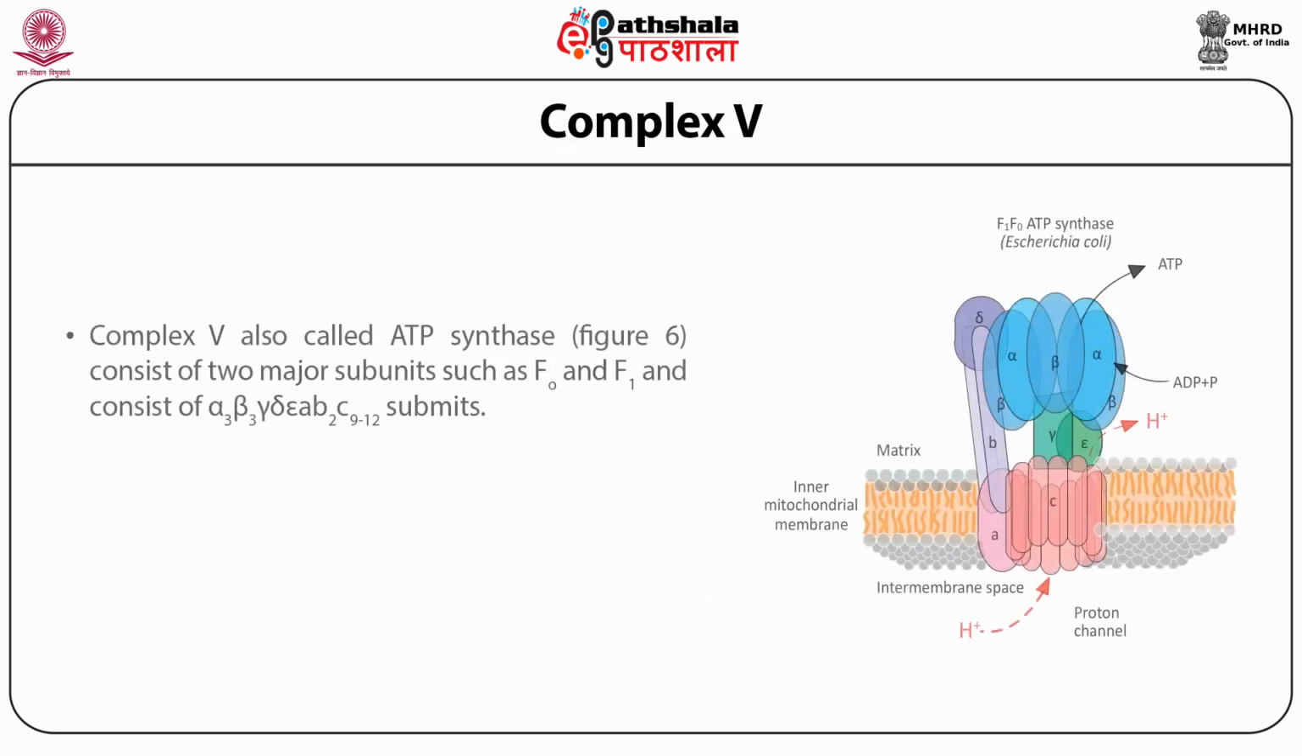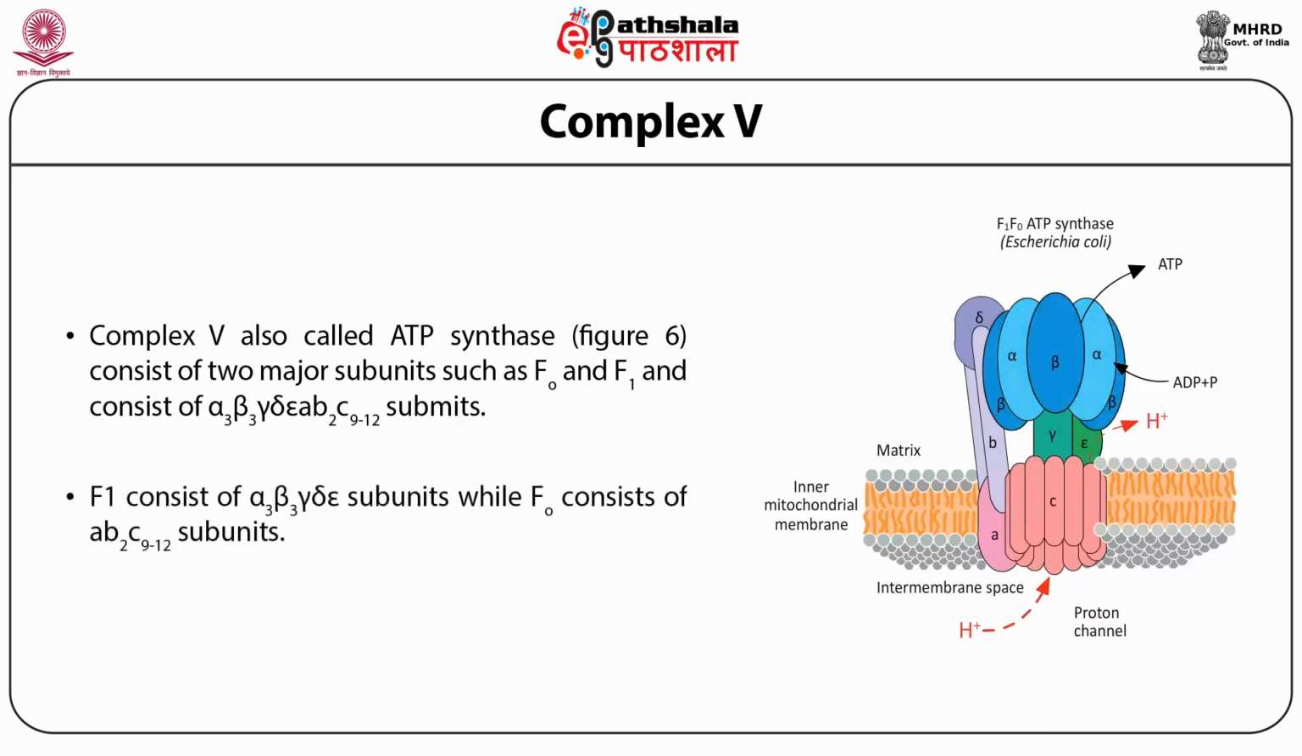Complex 5. Complex 5 is also known as ATP synthase. It consists of two major subunits, FO, which stands for oligomycin sensitive, and F1. The stoichiometry of this complex is alpha 3, beta 3, gamma, delta, epsilon. These are the parts of F1, and FO consists of A, B2, C 9 to 12. C 9 to 12 means the number of units of C varies in different organisms.